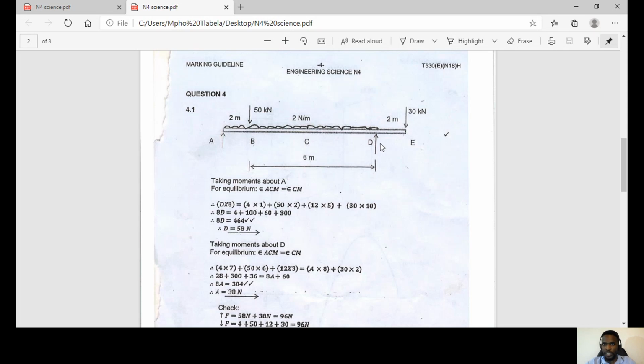If we were saying moments about D, yes, you're going to say it's 2. But for moments to A, then it's 10. Right, and then we've got a distribution load.